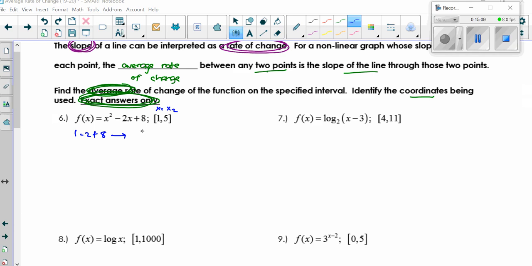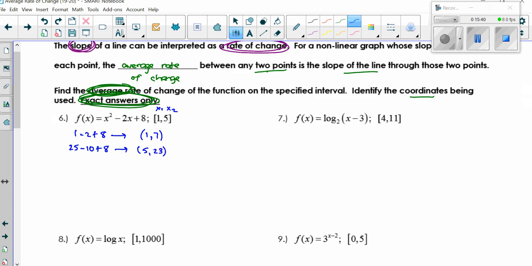Okay, so that means for the coordinate 1, so for the x value 1, we get, let's see, negative 1 plus 8, which is 7. And then if we substitute 5 in, 5 squared is 25, minus 5 times 2 is 10, plus 8. So that means the coordinate 5, let's see, gives us 25 minus 10 is 15, plus 8 is 23.